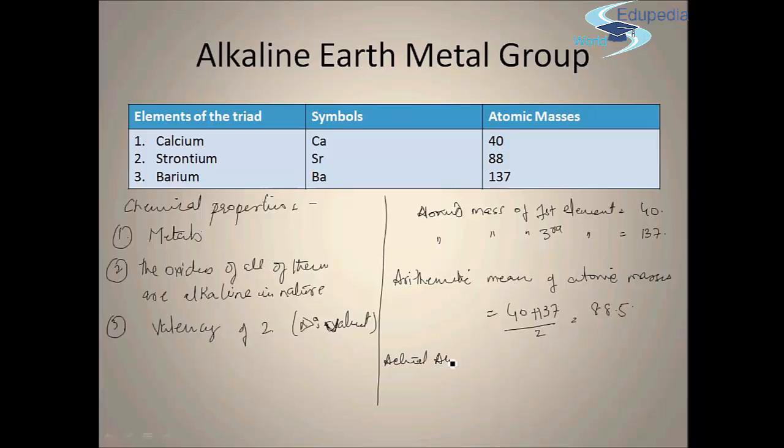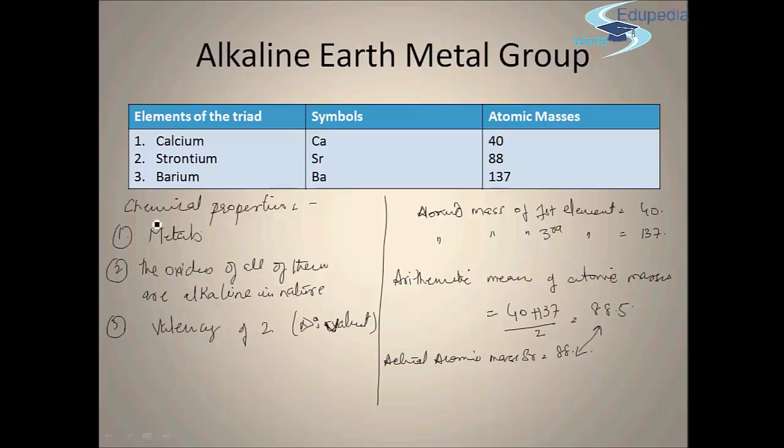actual atomic mass of strontium is 88. You can see the similarity. Thus, the atomic mass of the middle element of the triad, strontium, is approximately equal to the arithmetic mean of the atomic mass of the first and third element.